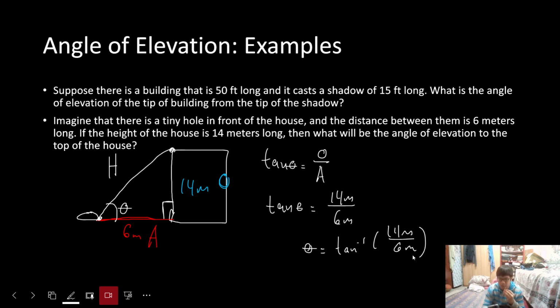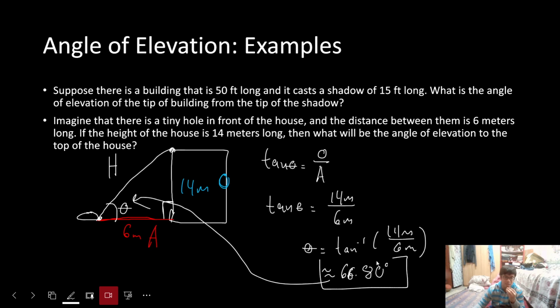So if you use our calculator, our result in two decimal places is 66.80 degrees. That is your answer. 66.80 degrees. All right, that's it.